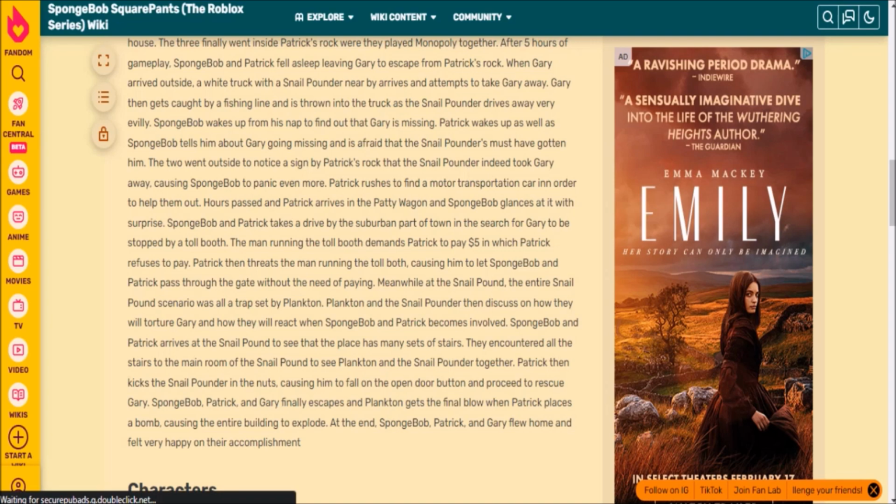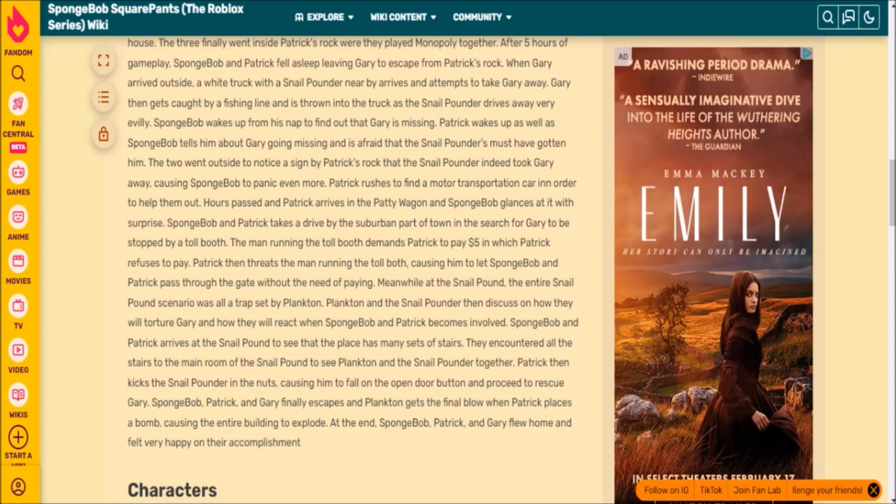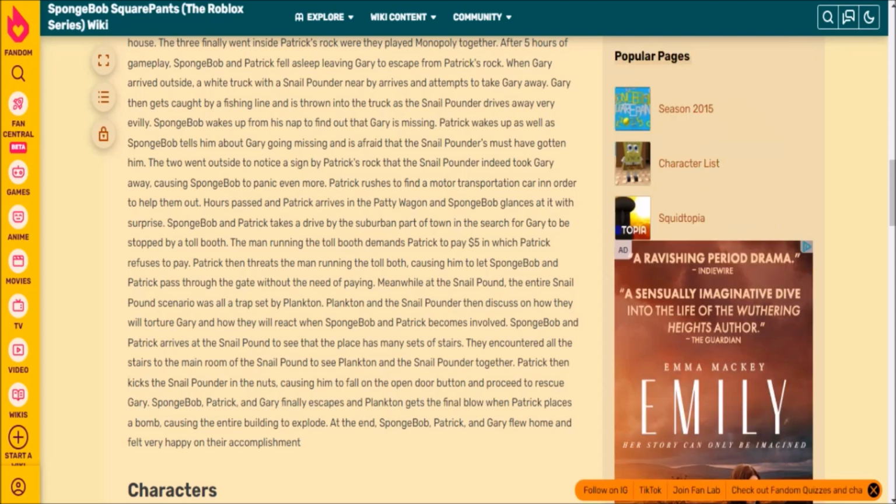SpongeBob and Patrick take a drive by the suburban part of the town and search for Gary, only to be stopped by a toll booth. The man running the toll booth demands Patrick pay $5, which Patrick refuses to pay. Patrick then threatens the man, causing him to let SpongeBob and Patrick pass through the gate without paying. Meanwhile, at the snail pound, the entire scenario was all a trap set by Plankton. The snail pounder then discusses how they will torture Gary and how they will react when SpongeBob and Patrick become involved.